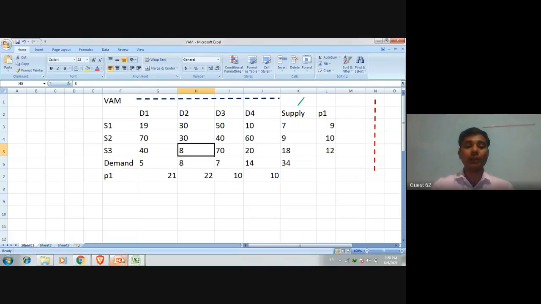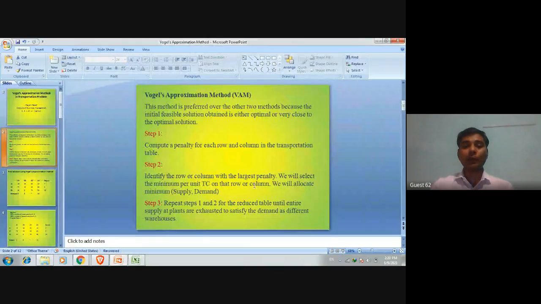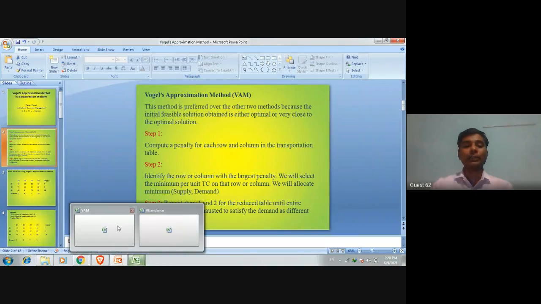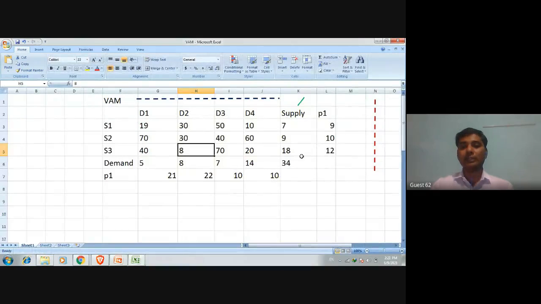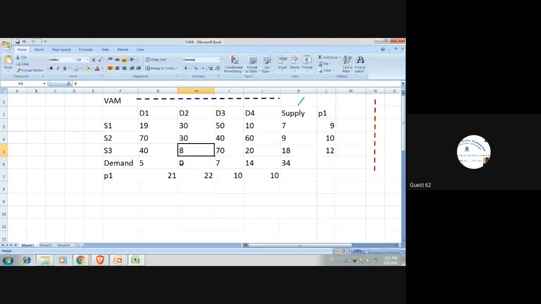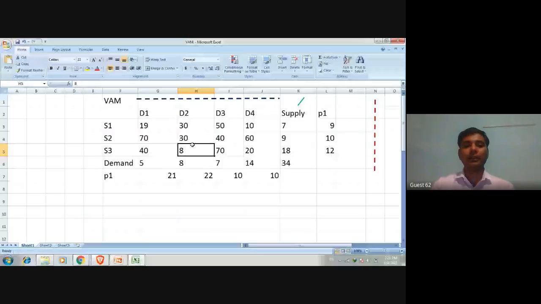Now let us see in the steps. We will allocate the minimum of supply and demand. So let us check which is minimum. Supply is 18 units and the demand is 8 units. Between 18 and 8, demand is minimum. So we will allocate 8 here.